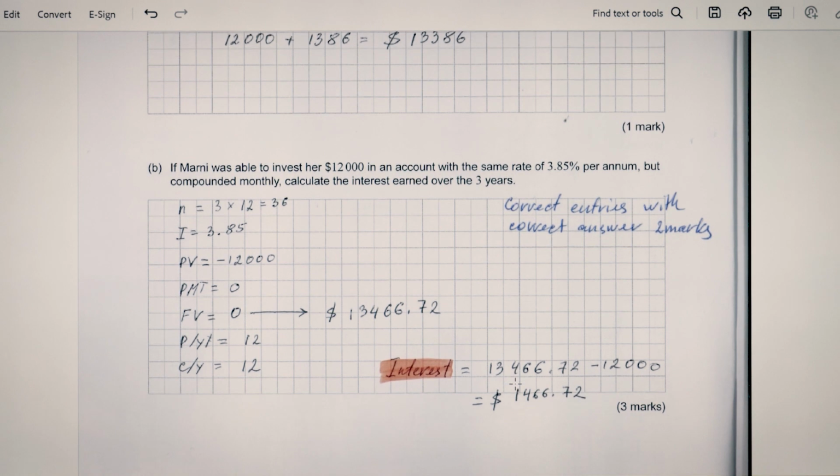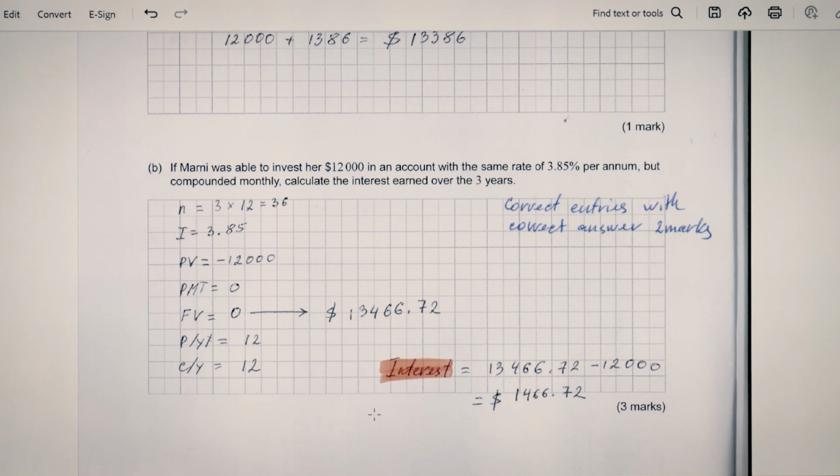If Marnie was able to invest 12,000 in an account with the same rate per annum, but compounded monthly, calculate the interest earned. And as you see, this question is 3 marks. So 2 marks are going for the entries. Each wrong entry takes away marks. And the last mark, because it says the interest, we want to see the difference.